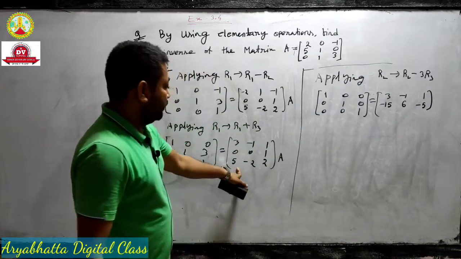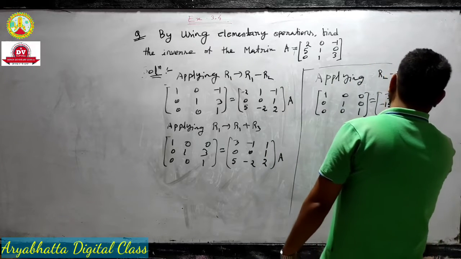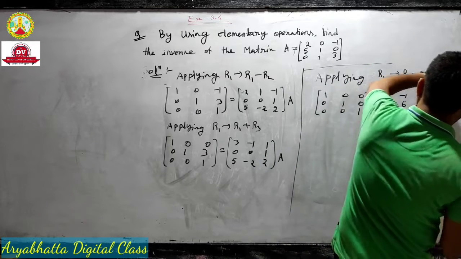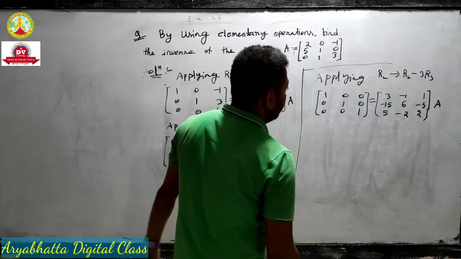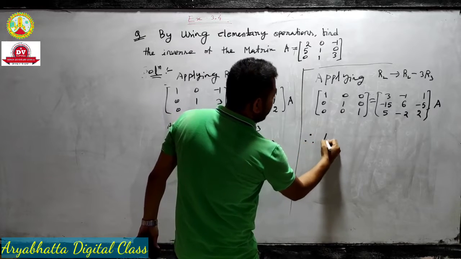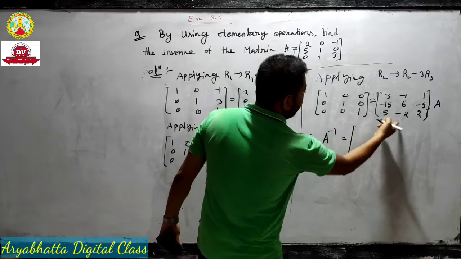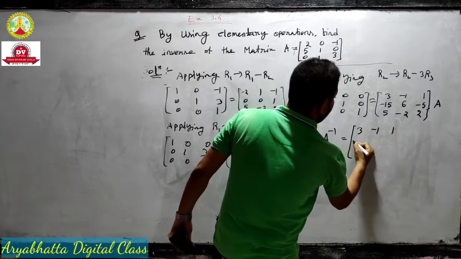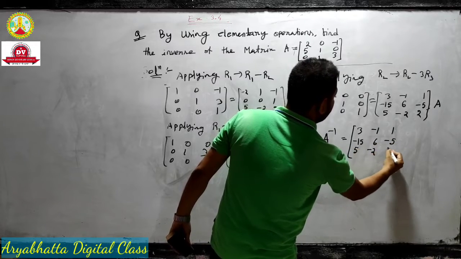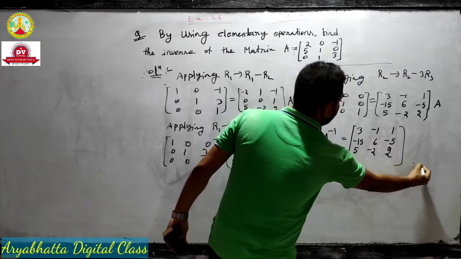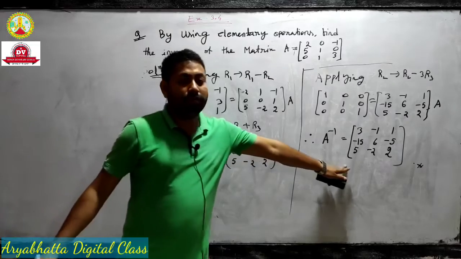Next, the third row does not change: 5 minus 2 2. Into A. Therefore, the inverse matrix of A, or A to the power minus 1, is equal to this: 3 minus 1 1, minus 15, 6 minus 5, 5 minus 2 2. This is the required answer. Inverse matrix of A is equal to this.